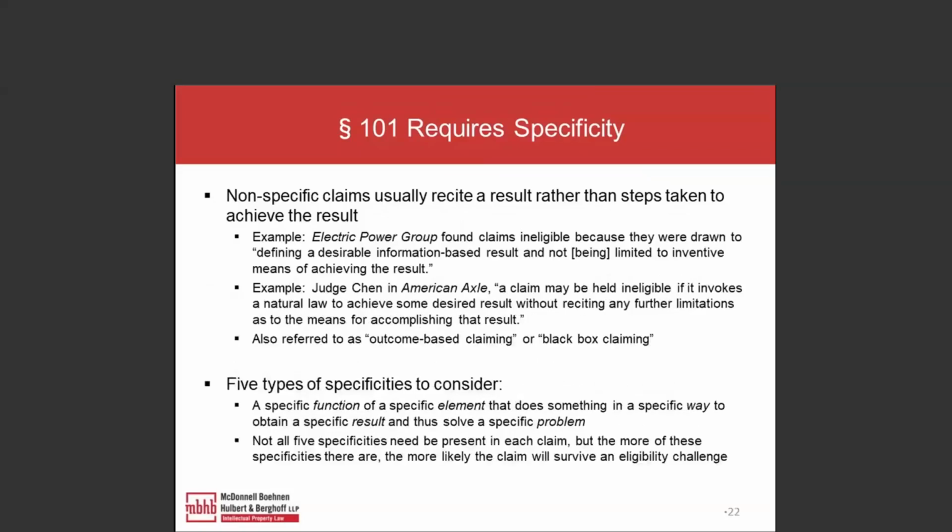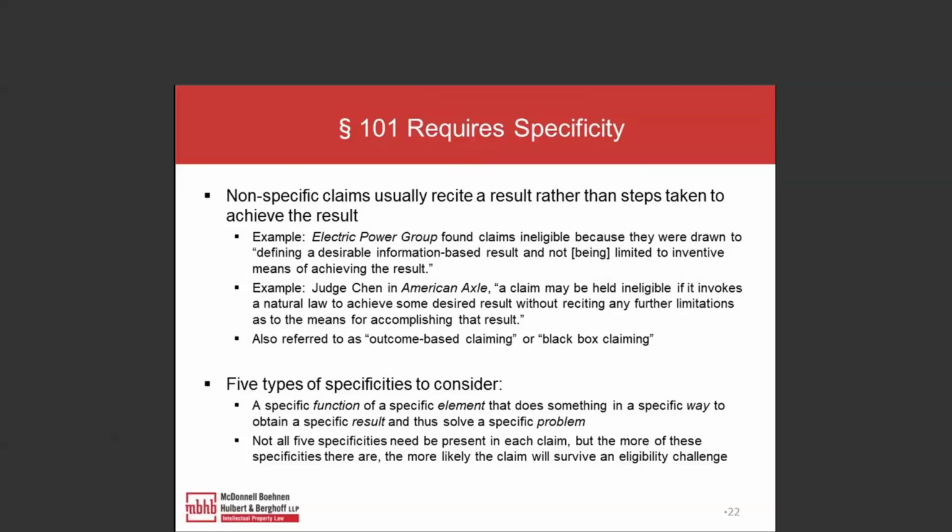All right, so what exactly do I mean by specificity? Do I mean claim breadth? I think specificity and breadth are cousins, but they're not exactly the same thing. Instead, specificity has to do more with how you write the claim and whether it's outcome-oriented or not. And outcome-oriented, we saw that in American Axle. Those claims were outcome-oriented. They claimed an outcome rather than a way of achieving that outcome, and that was one of the reasons the court didn't like those claims. So non-specific claims are outcome-oriented. They recite a result rather than steps taken to achieve the result.